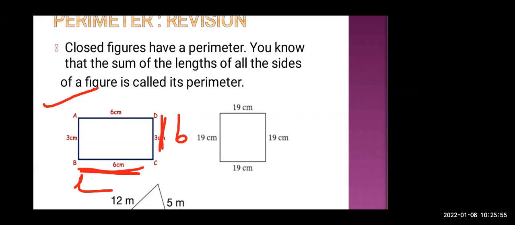Now rectangle का दोनों length, this first length and this second length must be the same, and both breadths are also the same. The rectangle has length and breadth, where both the lengths are the same measurement and both the breadths are also the same measurement. Now how will you calculate the perimeter of a rectangle, or of any given figure? In this figure it is mentioned 6 centimeter, then 3 centimeter, then 6 centimeter, then 3 centimeter. Now how are we going to calculate the perimeter of a given figure?